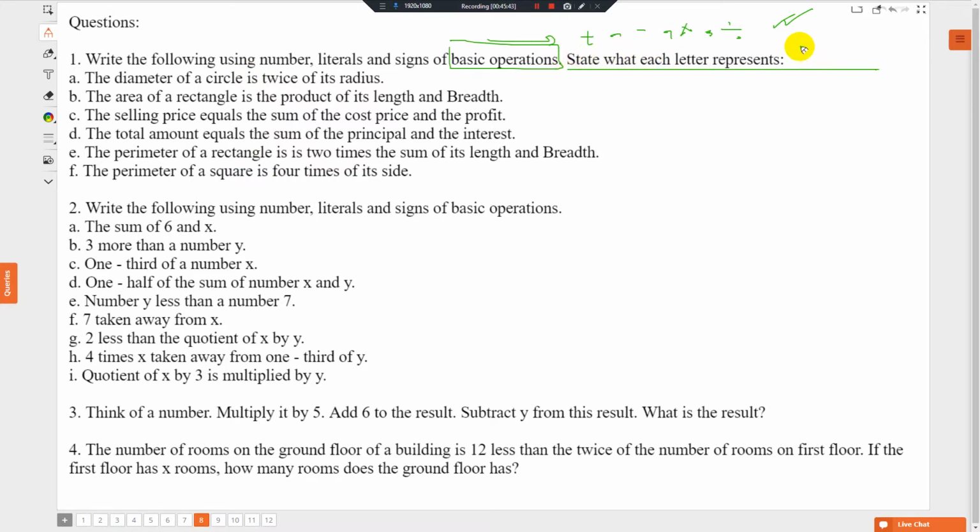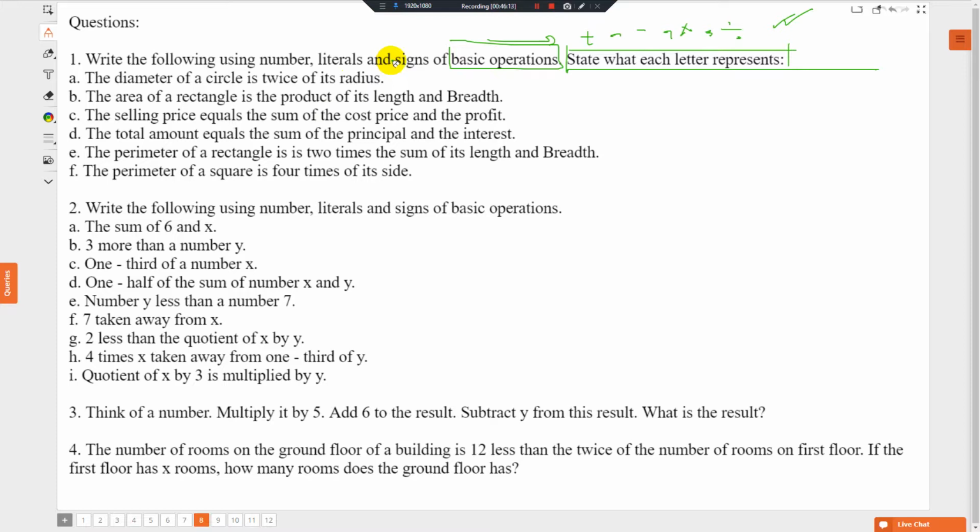And state this, I'll tell you. The diameter of a circle is twice its radius. We do not have to use different literals; we just use what it recommends. Diameter recommends D, and radius recommends R. So, the diameter of a circle is twice its radius.